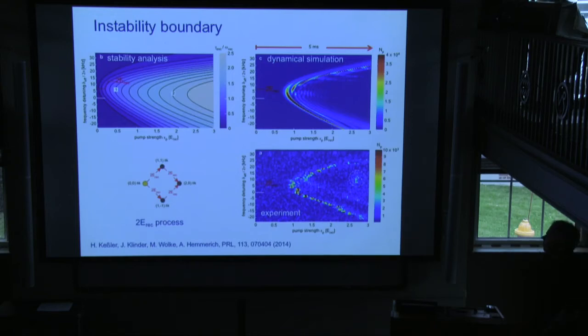That's not surprising. Now, this is a dynamical simulation where we simply ramp up the intensity of our pump beam in 5 milliseconds from zero to some value, 3 recoil. And you see that along one of those potential surfaces, the scattering occurs here in a short pulse. So what's plotted here is the number of photons seen in the cavity. And this is the experimental observation of that.